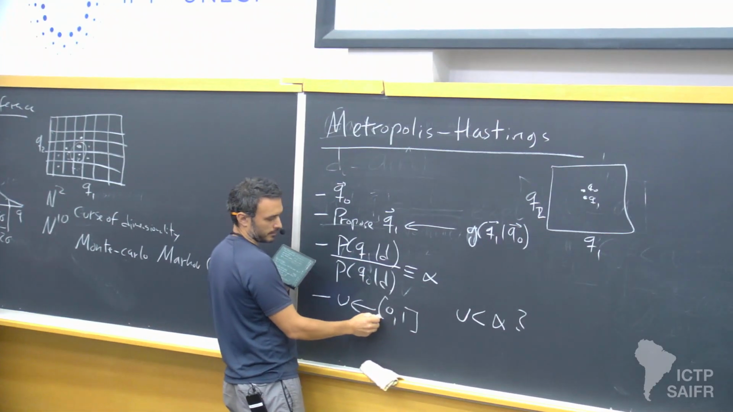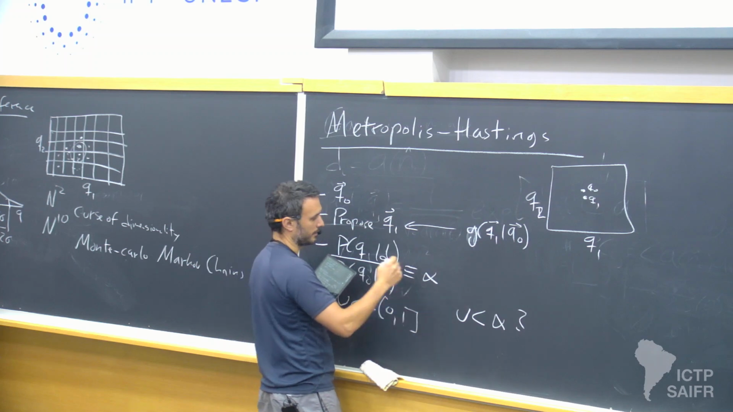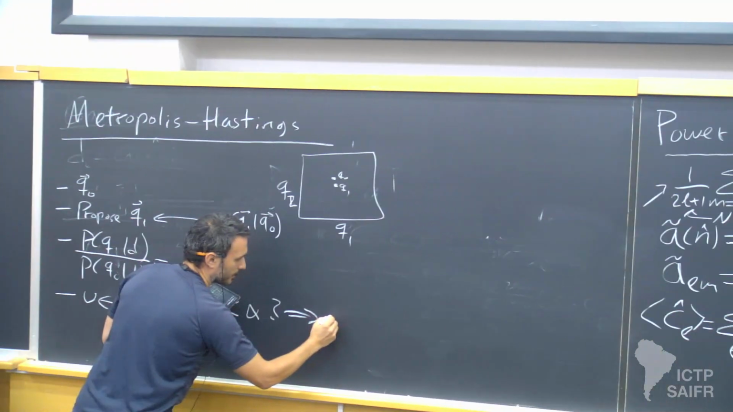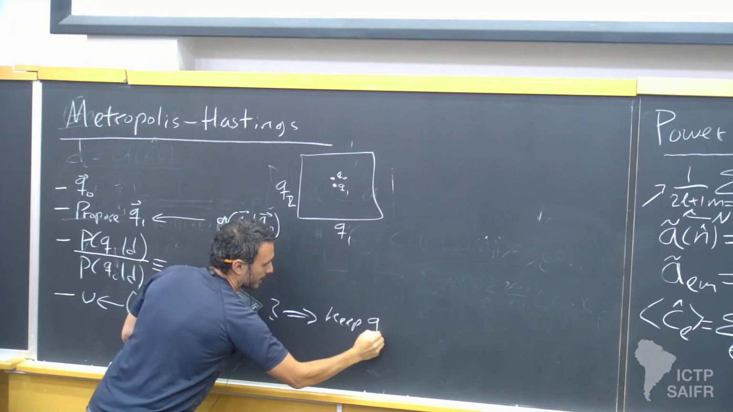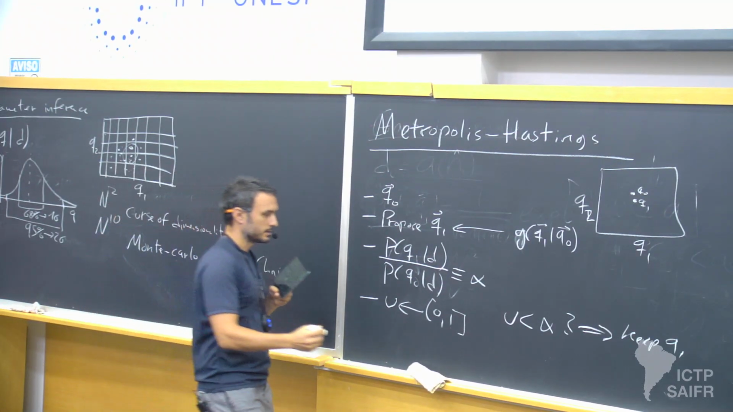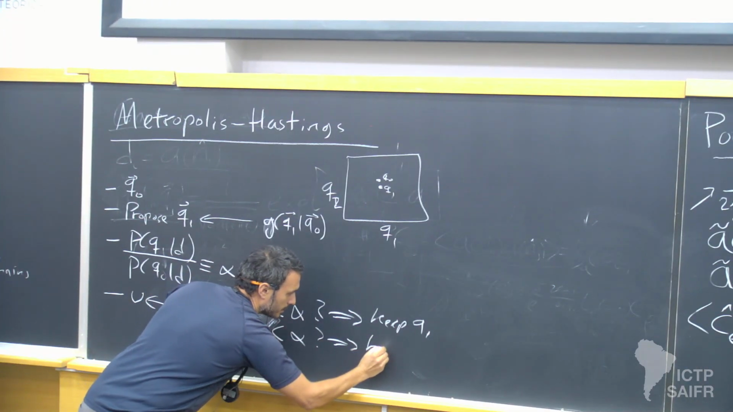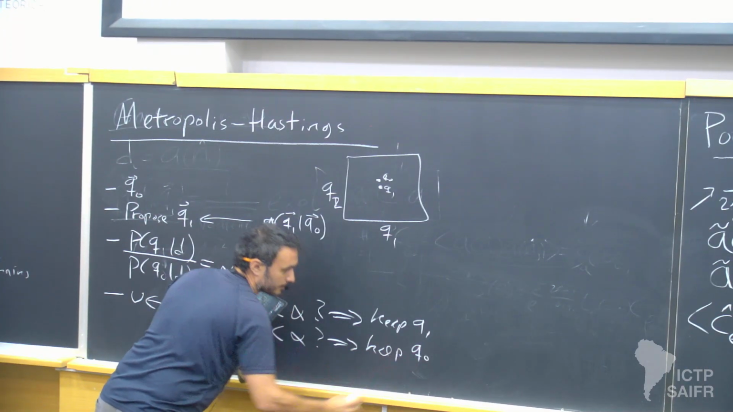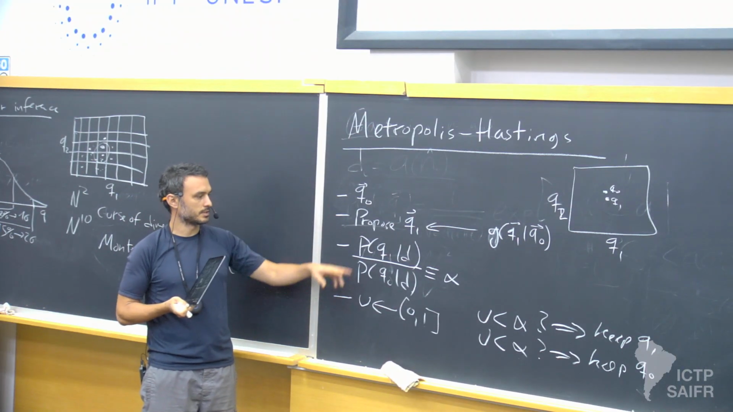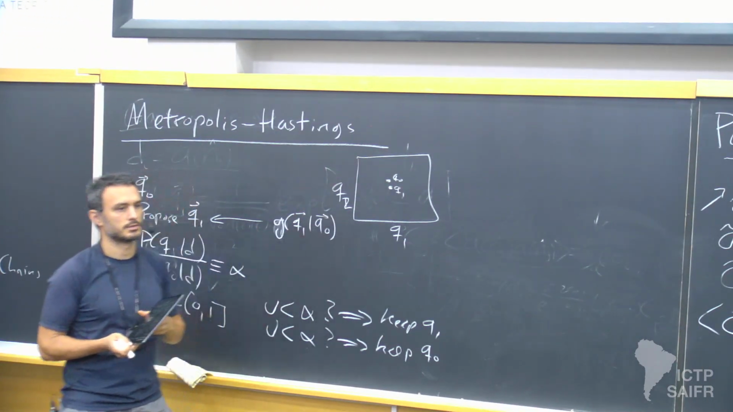So for a number between 0 and 1 to be smaller than alpha, this will be more likely if alpha was a large number, right? So this will be more likely if the new point is more likely than the old point. So if so, then we keep Q1 as the new point in our random walk. Otherwise, we keep the original point, Q0. Okay? Now, because u can be a small number as well, this will allow you to actually choose points that are less likely than the previous one, but not too many of them, right? That's roughly the idea.